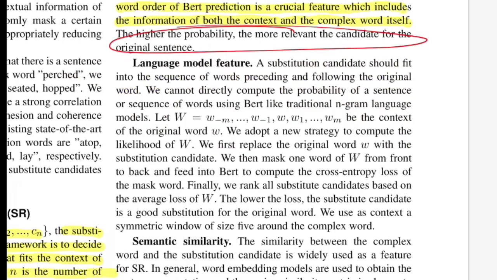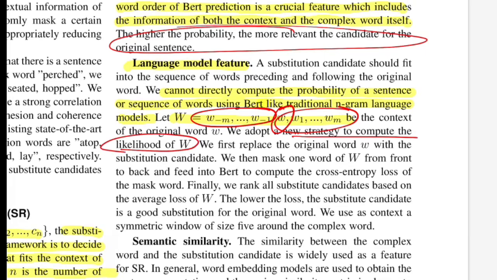Okay. Then they talk about a language modeling feature that essentially takes into consideration that the grammatical structure still remains intact after you have replaced the complex word with a simple word. That's what they say. We cannot directly compute the probability of a sentence or sequence of words using BERT like traditional n-gram language models. So they define capital W to be this sequence, where W is the original word, and these are M words to its left, and these are M words to its right. They come up with a new strategy to compute the likelihood of W.